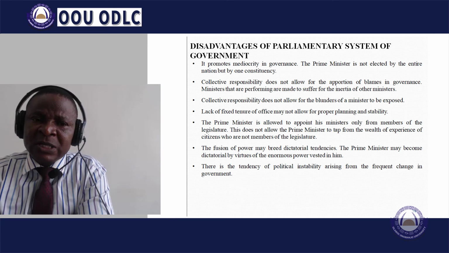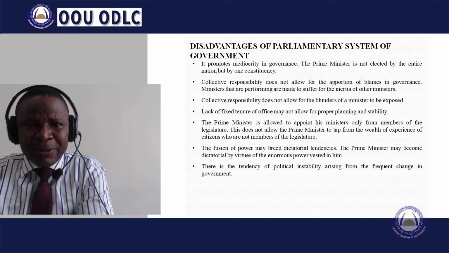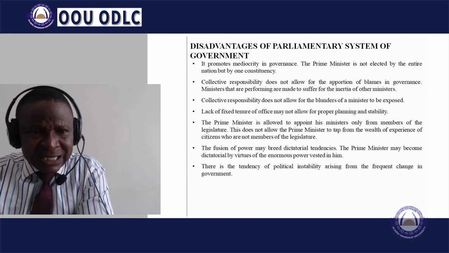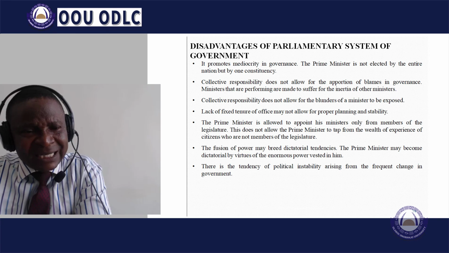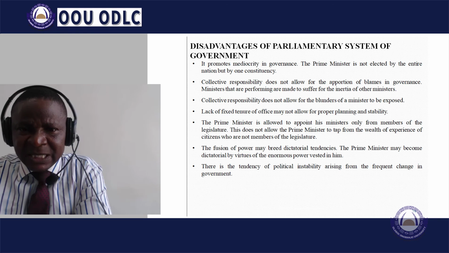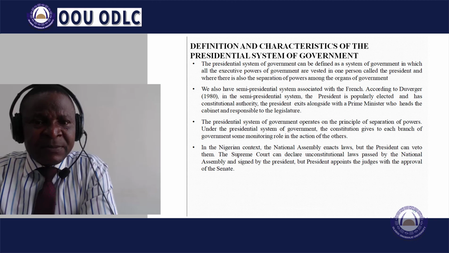Britain is a good example of a country that is adopting or practicing the parliamentary system of government. Nigeria, in the First Republic, that is between 1960 and 1966, adopted the parliamentary system. Now let's move to the presidential system of government.